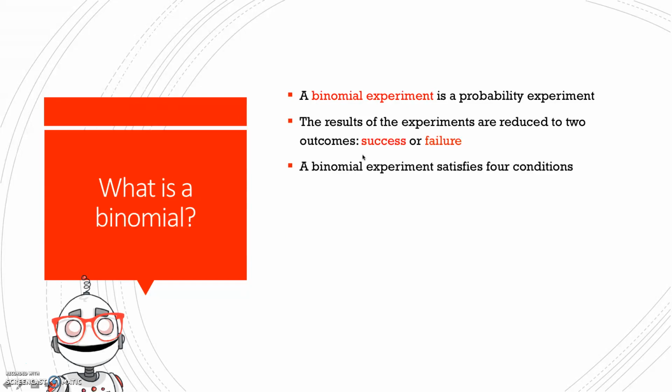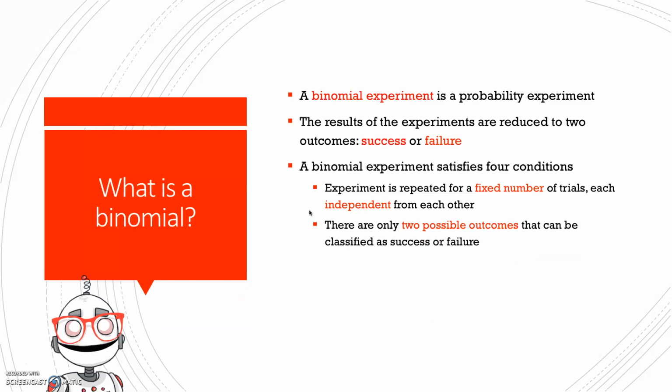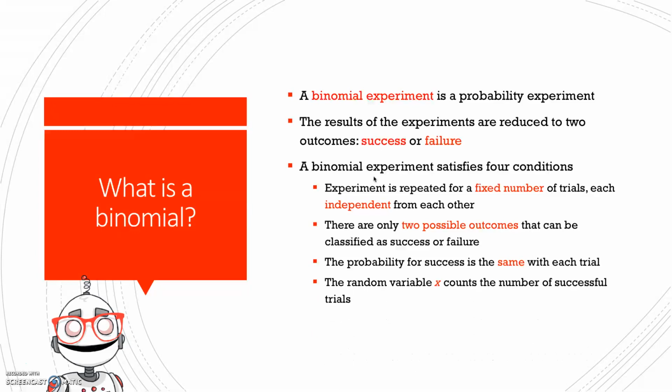A binomial experiment satisfies four specific conditions. The experiment is repeated for a fixed number of trials, and each trial is independent of the others. None of them influence each other, and there are only two possible outcomes that can be classified. The probability of success is the same with each trial. No trial can influence another, and the probability can't decrease or increase between trials. And the random variable x counts the number of successful trials.